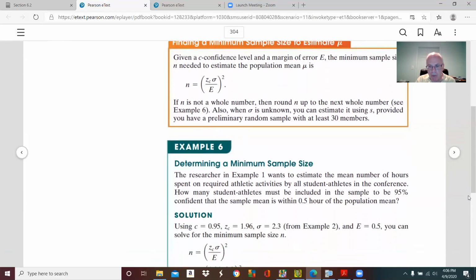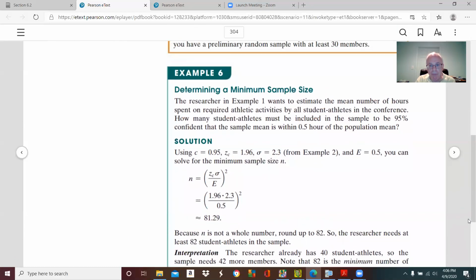Okay, so let's just actually do an example. All right, so let's say a researcher wants to estimate the mean number of hours spent on required athletic activities by all student athletes in the conference. How many student athletes must be included in the sample to be 95% confident that the sample mean is within 0.5 hours, or a half an hour, of the population mean? Now, whenever you see the word within in one of these questions, the number right after that is the margin of error. That's E.